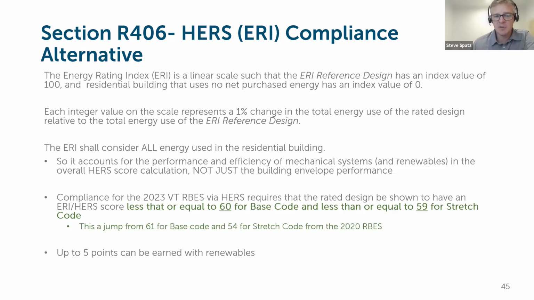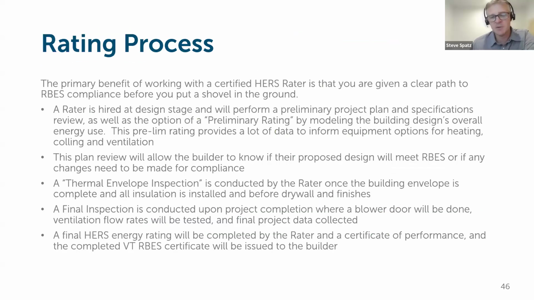So again, here, the lower the score, the better performing the building is. The 2024 code, fortunately it says 2023 right here, requires a HERS score of 60 or less for base code, and then 59 for stretch code. And then going back to 2020, those requirements are 61 for base code and 54 for stretch code. So those are your options at this point for compliance with HERS.